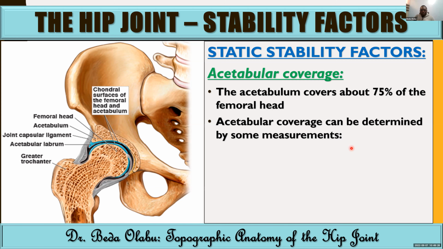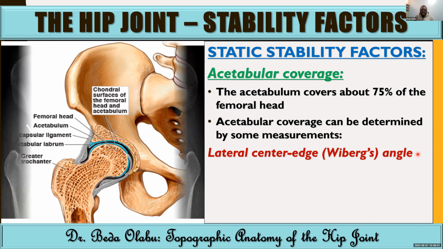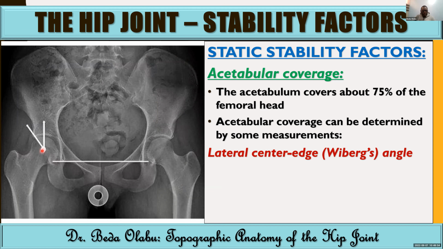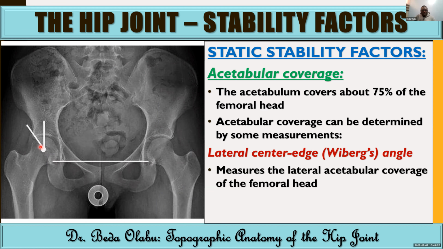We can determine, therefore, the degree of acetabular coverage using some measurements, and radiologically, I want to share with you two measurements that can be used. They're not the only ones, but they're easy to do because you can get them from the AP radiograph of the hip. This is what we call the lateral center edge angle of Wiberg. The lateral center edge angle is measured like this. We'll just look at the lateral acetabular coverage of the femoral head on an AP radiograph of the hip.